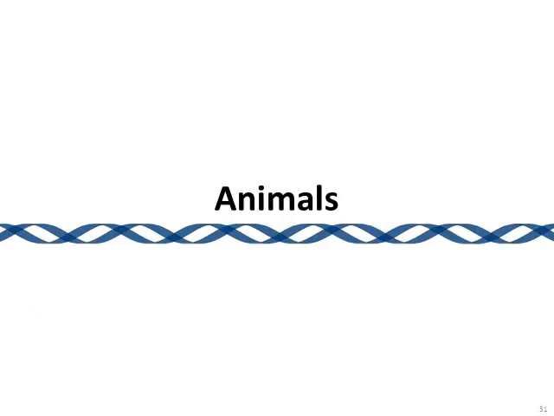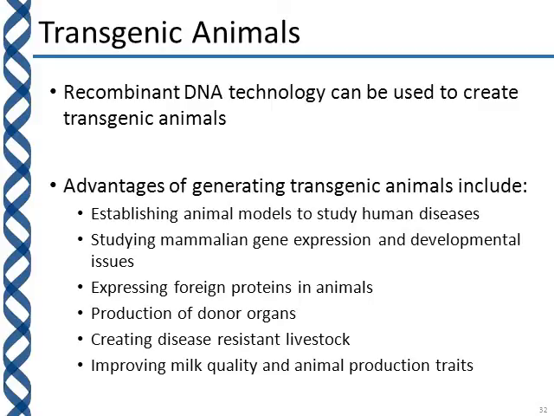So now we'll discuss genetic modification of animals. Recombinant DNA technology can be used to create transgenic animals. The advantages of generating transgenic animals include establishing animal models to study human diseases, studying mammalian gene expression and developmental issues, expressing foreign proteins in animals, the production of donor organs, creating disease-resistant livestock, improving milk quality, and animal production traits.